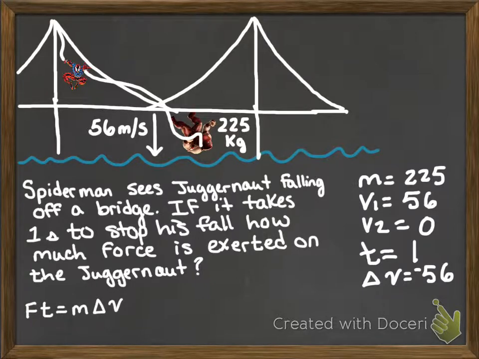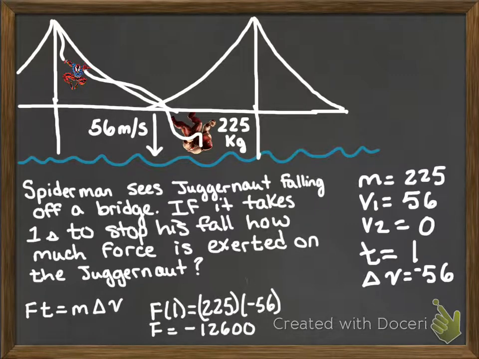So I'm going to use this equation. The force times the time is equal to mass times change in velocity. So what do I know? I know everything except force. So I'm going to plug that all in. 225 for my mass, negative 56 for my change in velocity, and then I'm just going to solve for force. And that's going to give me force equals a negative 12,600 newtons. So that's 12,600 newtons up. That means Spider-Man is applying a force of 12,600 newtons up on the Juggernaut in 1 second, all that force.